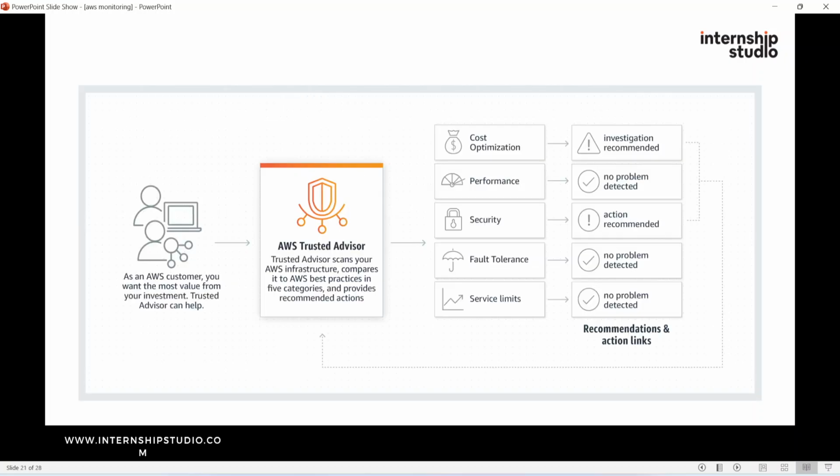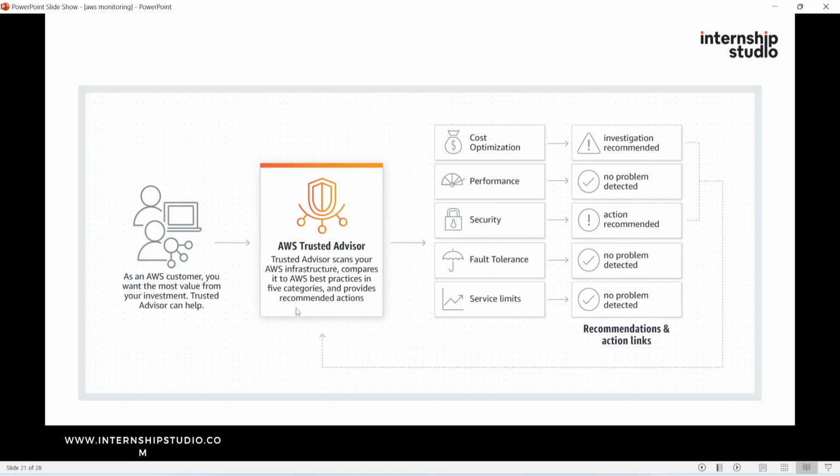So this is a higher level overview from AWS documentation. As an AWS customer, you want the most value from your investment, and Trusted Advisor can help with this. So here is the AWS Trusted Advisor. Trusted Advisor scans your AWS infrastructure, compares it to AWS best practices in 5 categories, and provides recommended actions.